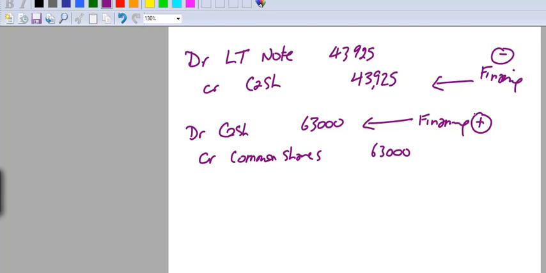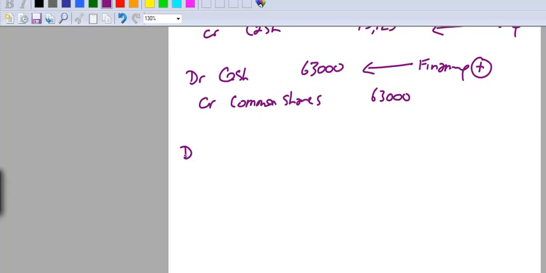Last but not least, we're going to look at declared and paid dividends. When you declare dividends, you debit dividends declared and credit dividends payable.